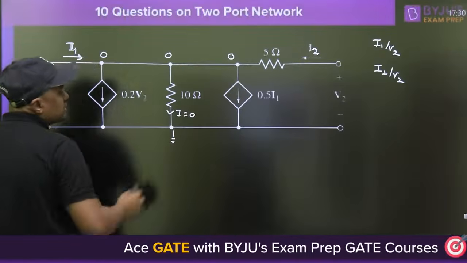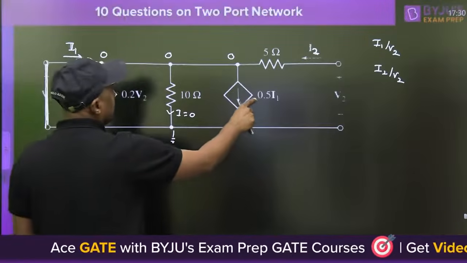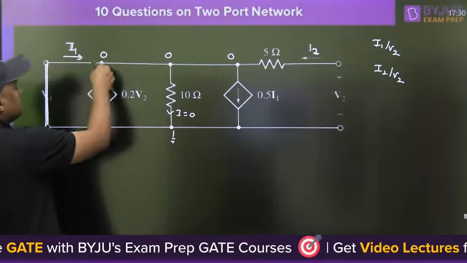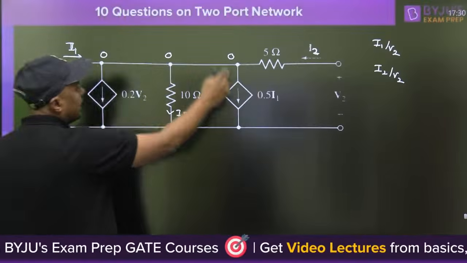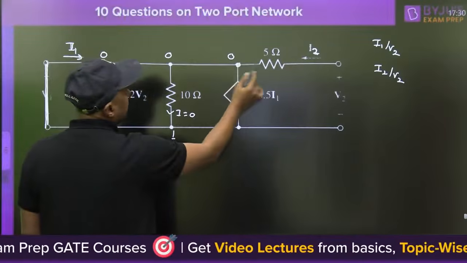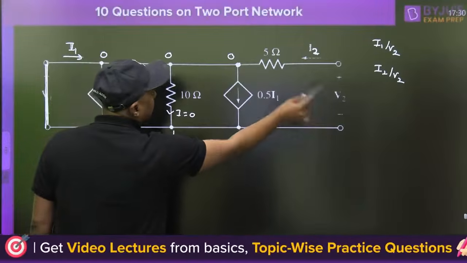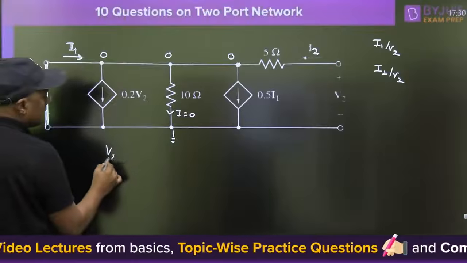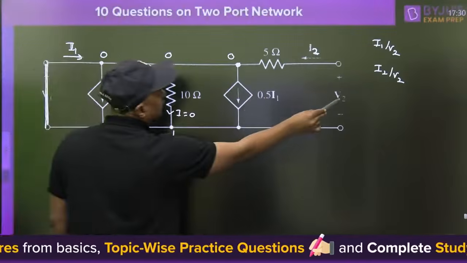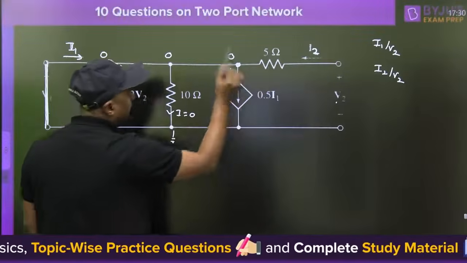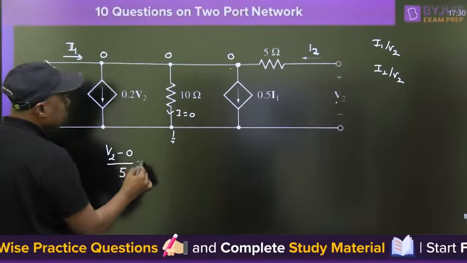Now what is the current here? 0.5 I1. Right. So this I1 is coming here, and 0.2 V2 is here, that is I2 is here. Can we write the KCL at this point? Yes, you can. So what is the I2? You can write V2 minus 0 upon 5 is equal to I2.